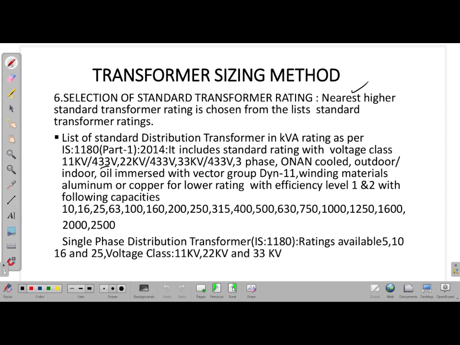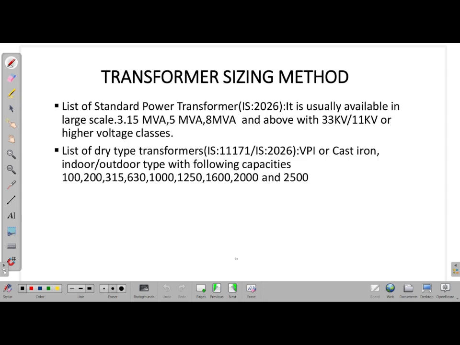If your transformer will be a power transformer, we can choose from the list of higher rated transformers. This may be 3.15 MVA, 5 MVA, 80 MVA or above, with the voltage class 33 kV by 11 kV or higher voltage classes.